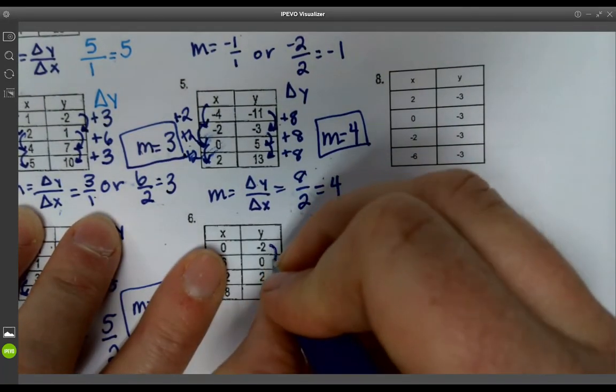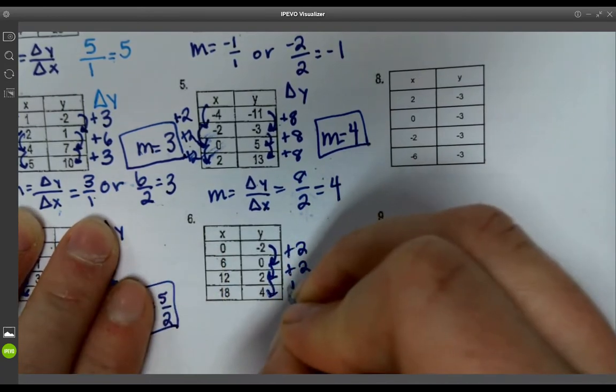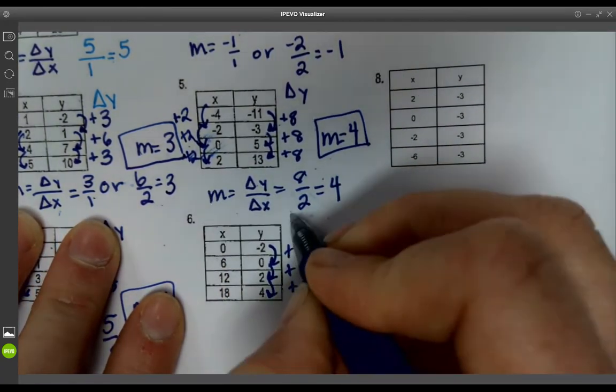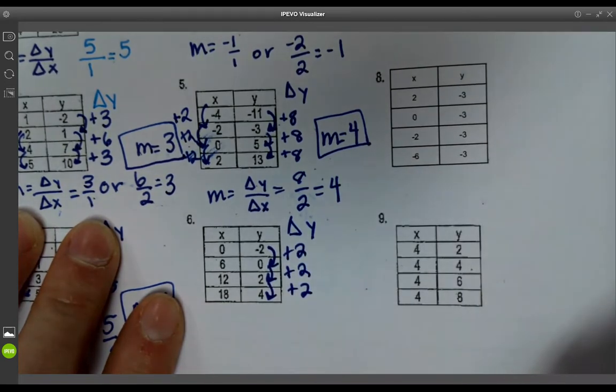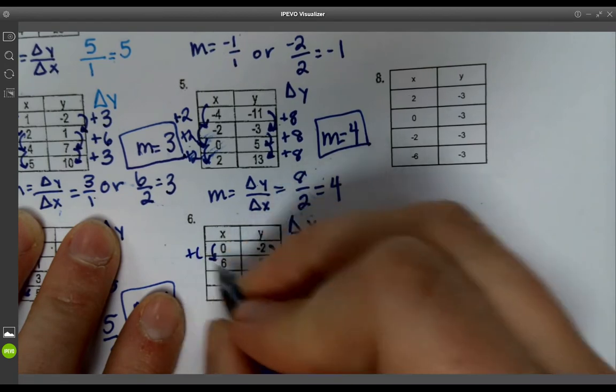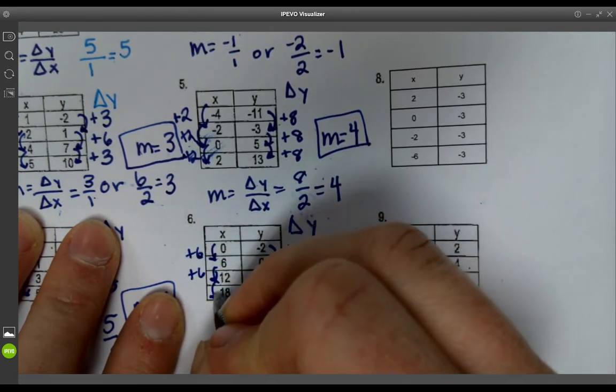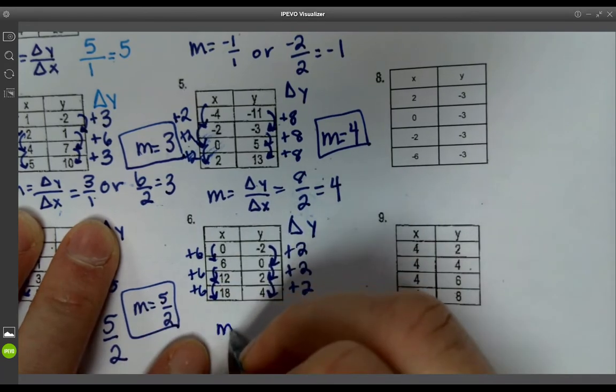Number 6, negative 2 to 0 is adding 2. 0 to 2, adding 2. 2 to 4, adding 2. That's our change of y. Then our x side, 0 to 6 plus 6, 6 to 12 plus 6, 12 to 18 plus 6.